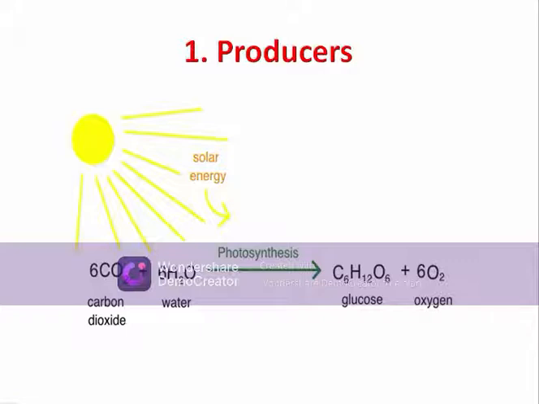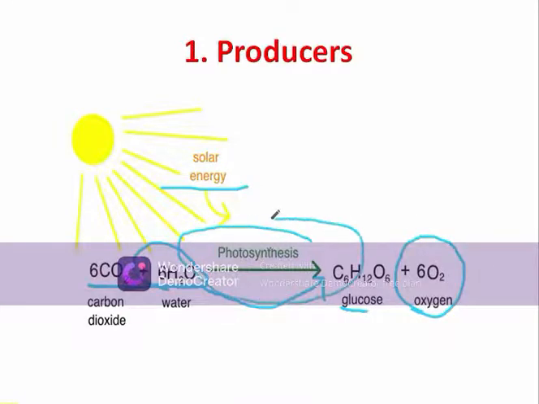First of all, the producers. Producers make their food through sunlight, which is called solar energy. They use carbon dioxide, and they use water through their xylem tissues. When carbon dioxide and water combine, they convert them into a useful product, glucose, and there is a byproduct, oxygen. This whole process is called photosynthesis.